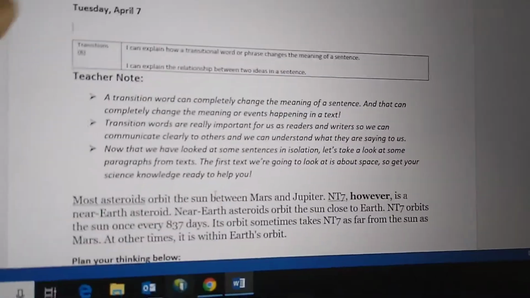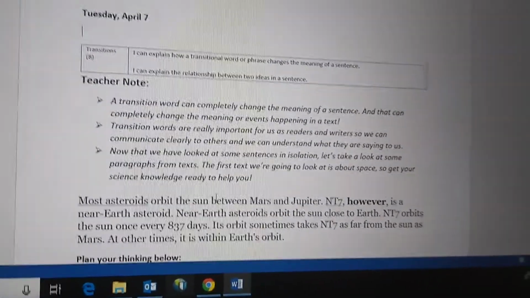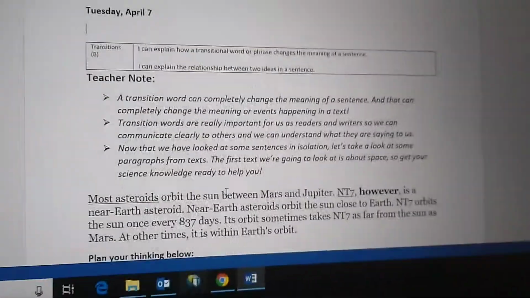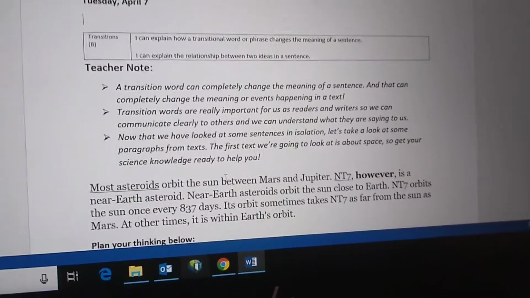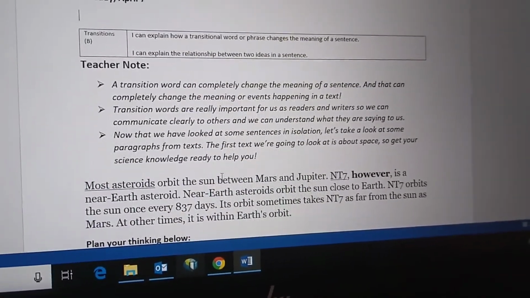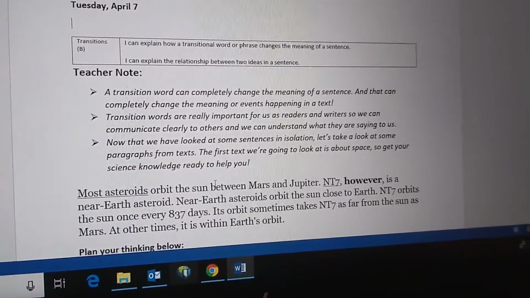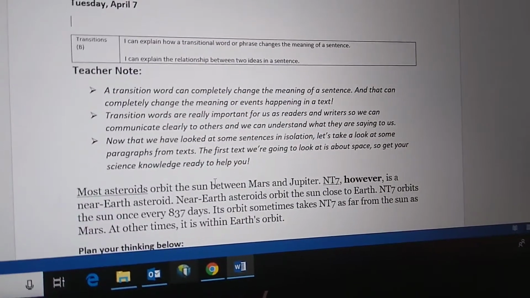Teacher note: a transition word can completely change the meaning of a sentence, and that can completely change the meaning or events happening in a text. Transition words are really important for us as readers and writers so we can communicate clearly to others and we can understand what they are saying to us.